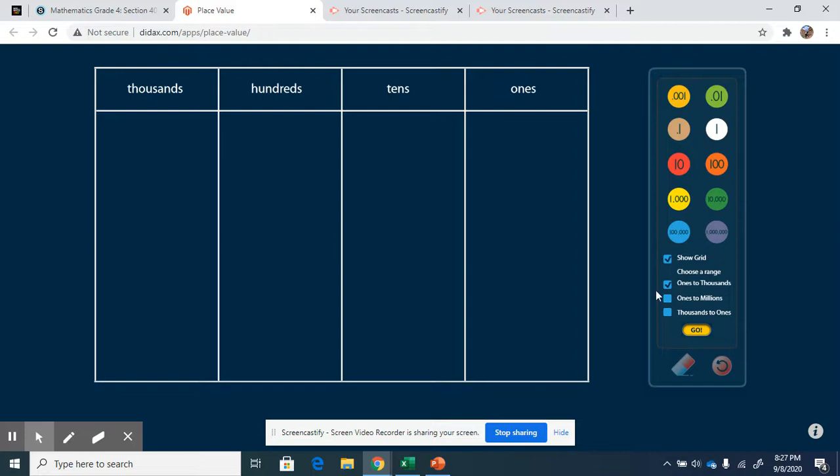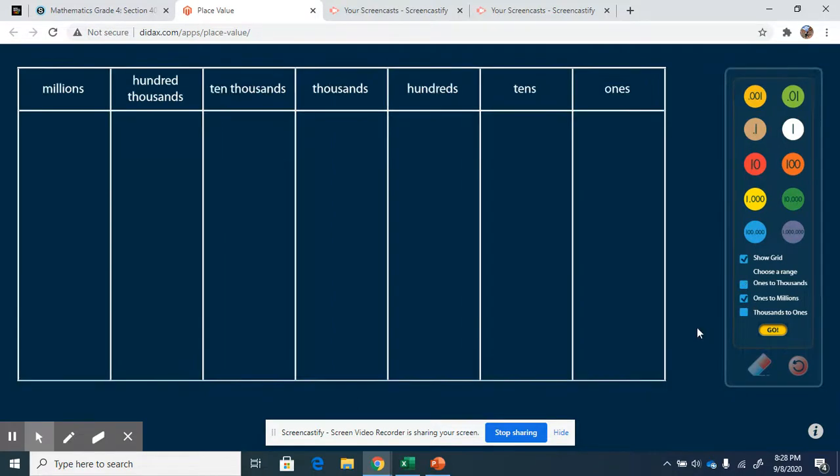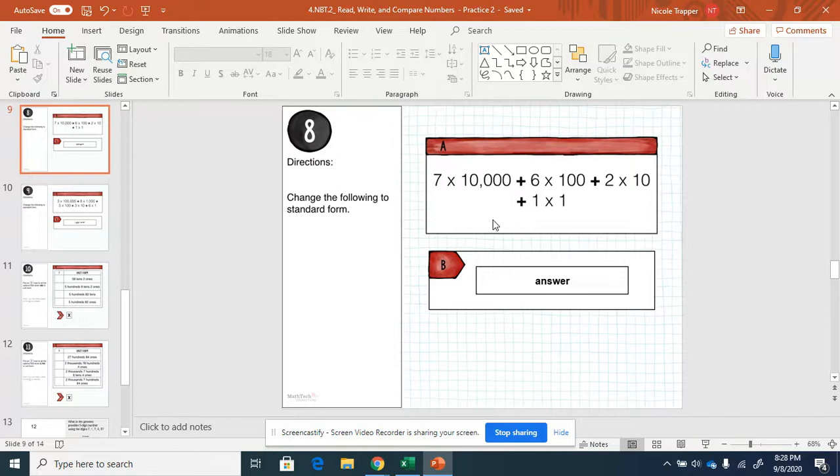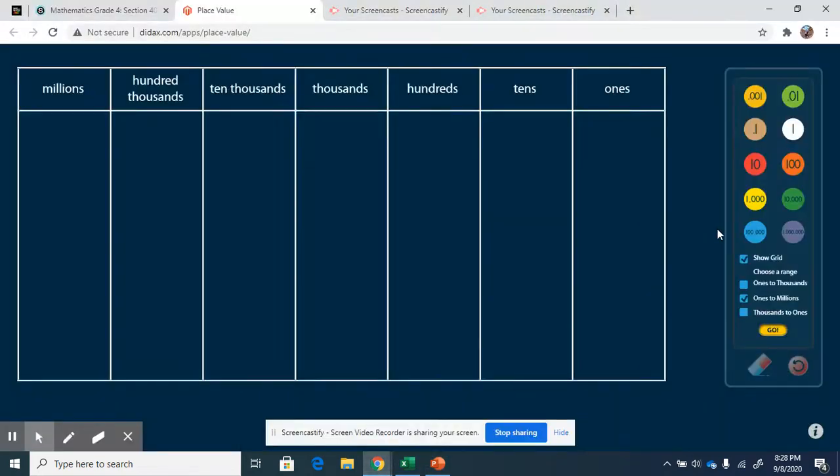When this opens, you are going to have to change it from ones to millions and click on Go in order to see the larger place value chart. Once you've done that, you could go back to your other tab and see what you need to complete. So it's 7 times 10,000. So I need to put 7 10,000s into the 10,000s place.